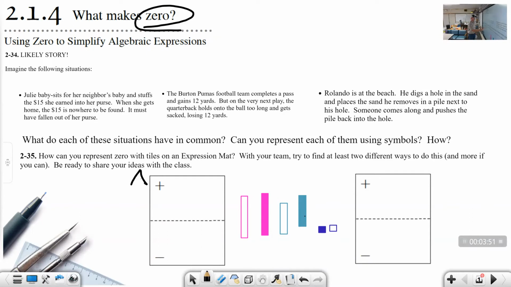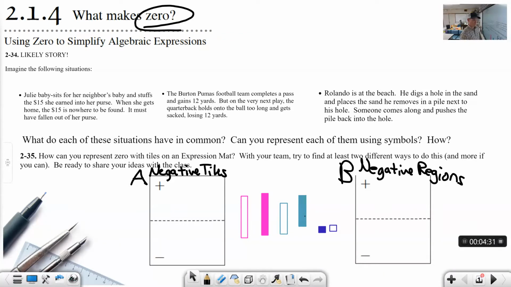This is 2-35 A and B. It's not labeled A and B, but they are the first 2 boxes, A and B. Okay? How can you represent 0 with tiles on an expression mat? Well, if you remember the previous lesson on how to make negatives, there are 2 ways to make negatives. I'm going to go ahead and write these down. I want you to write them down. We have negative tiles, and we have negative regions. These are the 2 ways to make negative.